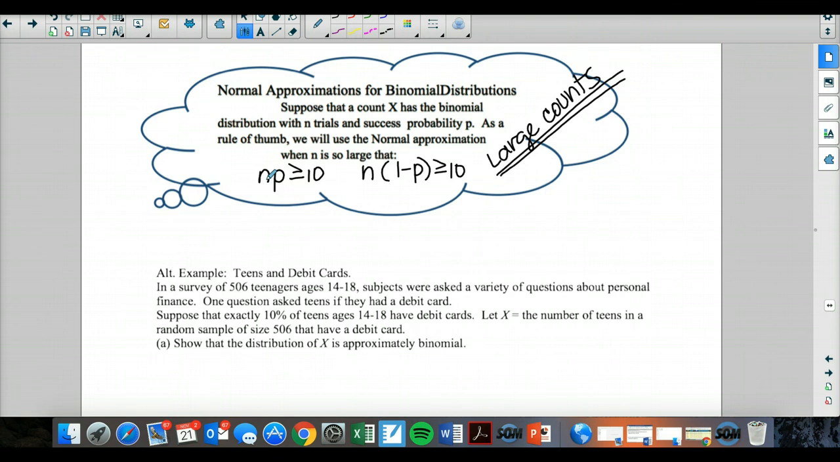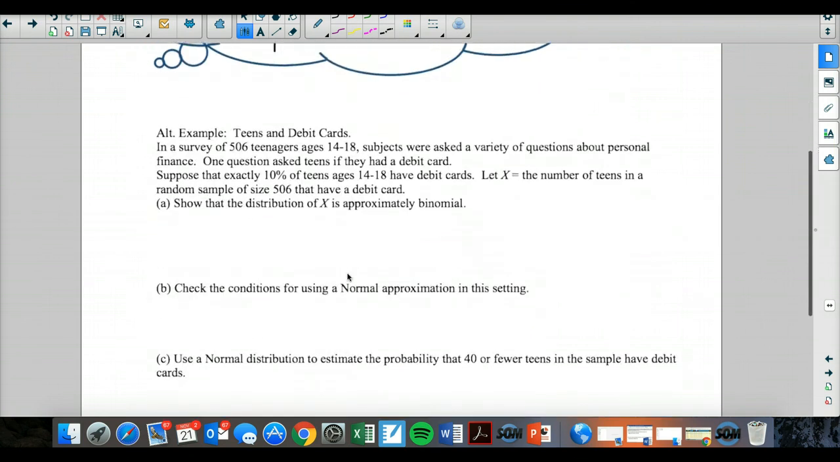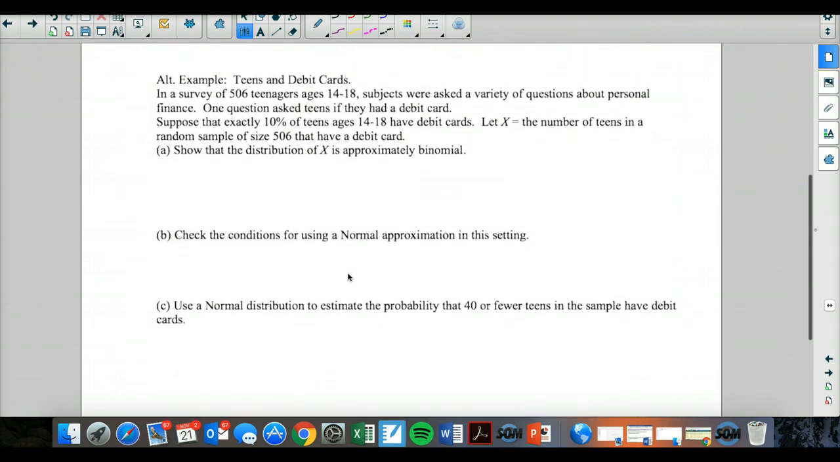Okay, that's a new one coming to us. So this first question is going to be great because it's going to tie into that. In a survey of 506 teenagers, show that the distribution is approximately binomial. So first of all, B, I, N, S. B meaning success and failure. So they're asked if they have a debit card. So you have two options. They can say yes, they can say no. So that satisfies the binary part of binomial.